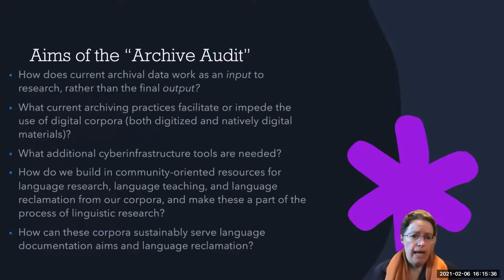Okay, so our aims are basically to answer these sorts of questions here. We have 5 main aims. First, how does current archival data work as an input to research rather than the final output? What sorts of things do we need to take into account when we treat this material as an input to research rather than an output? What happens when we work on other people's collections rather than the collections we have ourselves created?